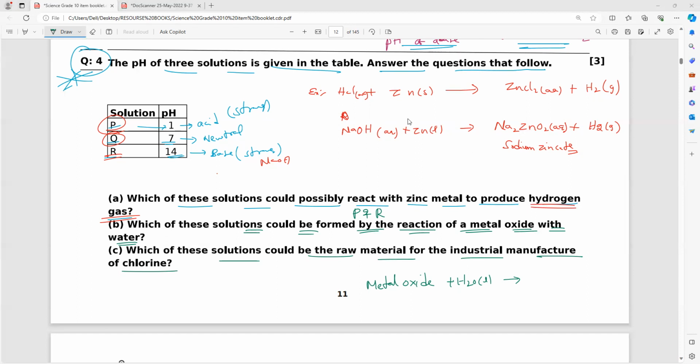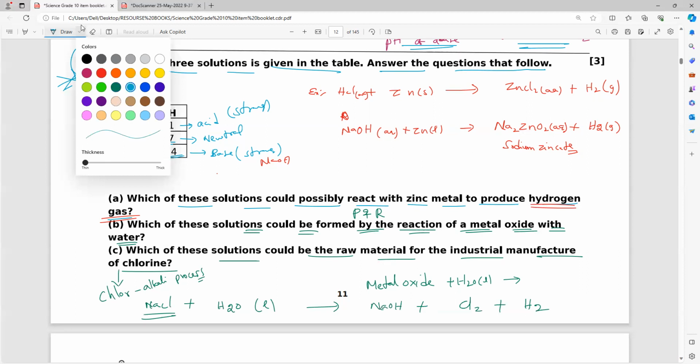What is the raw material? Sodium hydroxide? Sodium chloride reacting with H2O gives us sodium hydroxide plus Cl2 plus H2. This is the process we call the chloralkali process. That is the industrial process. So which is the raw material here?